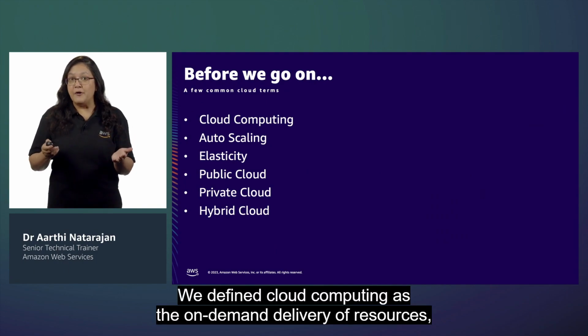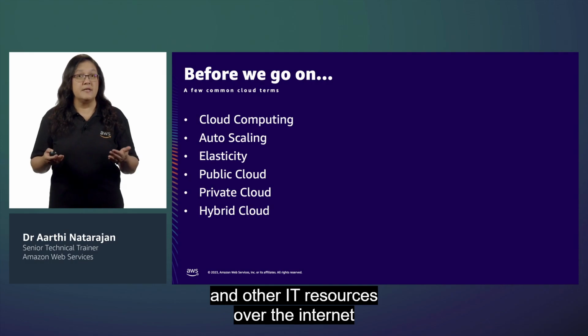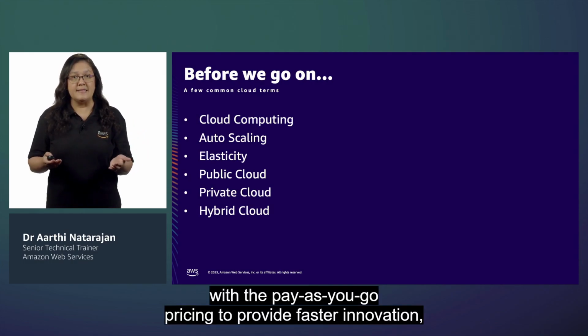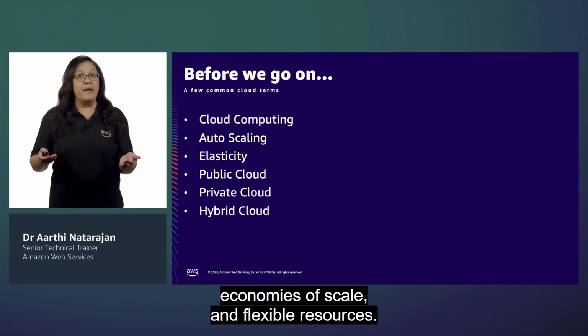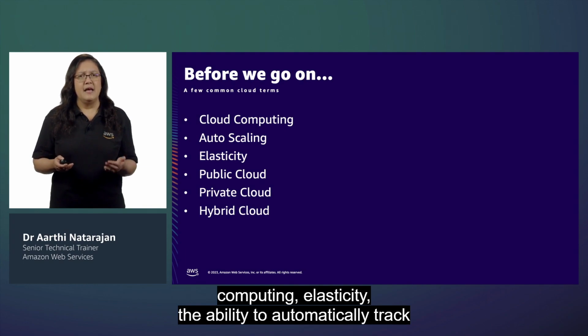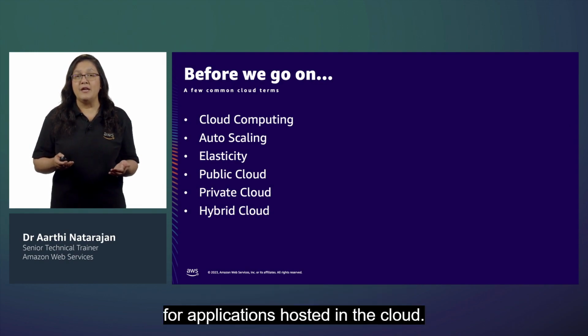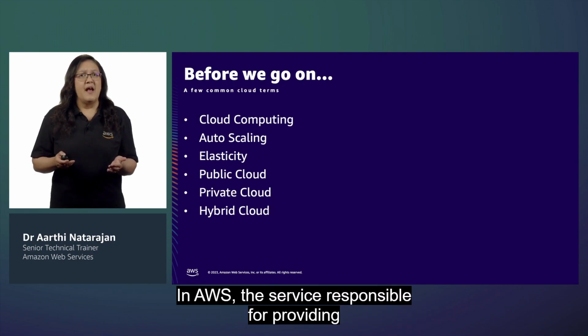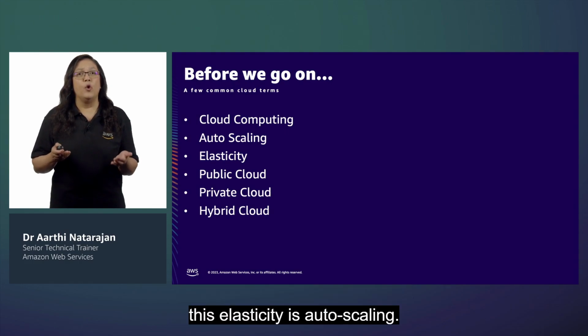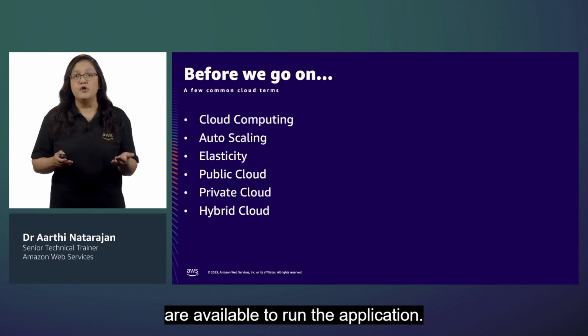We defined cloud computing as the on-demand delivery of resources such as compute, storage, databases, analytics, intelligence, and other IT resources over the internet with pay-as-you-go pricing to provide faster innovation, economies of scale, and flexible resources. We also talked about another key benefit of cloud computing, elasticity, the ability to automatically track and adjust the compute capacity to meet fluctuating workload demands and continue to maintain the performance for applications hosted in the cloud. In AWS, the service responsible for providing this elasticity is autoscaling. Autoscaling ensures that a sufficient number of EC2 instances are available to run the application.